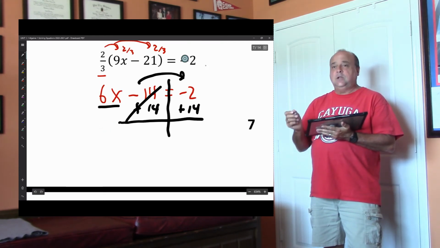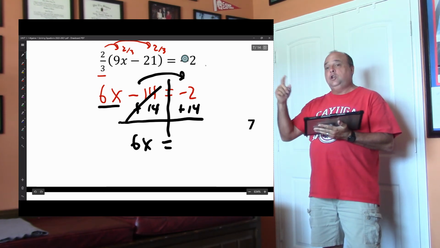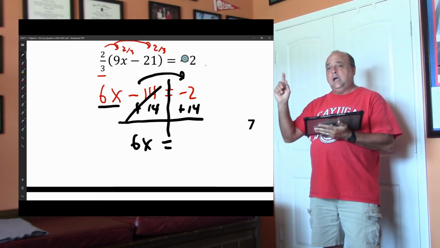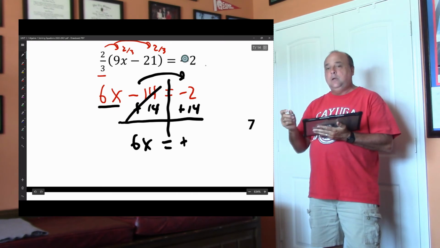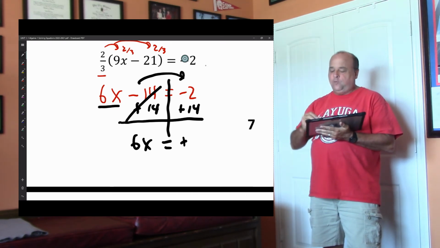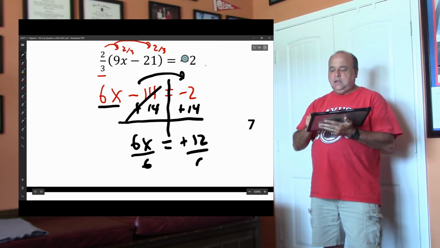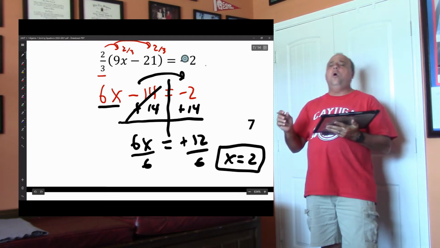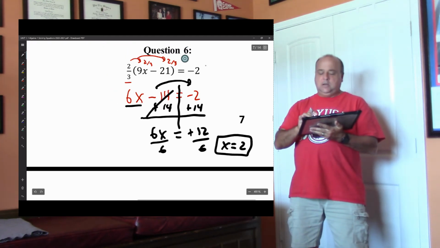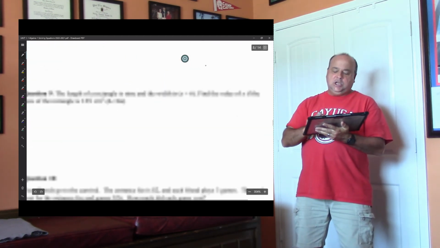The 14s cancel out to 0, so 6x equals, which ones do you have more of, 14s or 2? You got more 14s, the plus will drop. And then take 2 away from 14, you will get 12. You're going to divide both sides by 6, and you'll end up with x equals 2. Isn't that fun? Let's go to the next page.